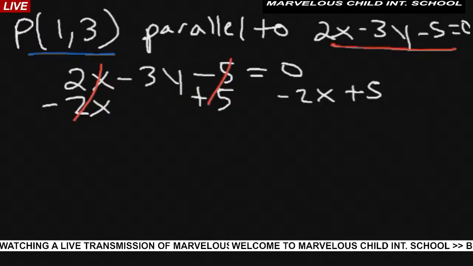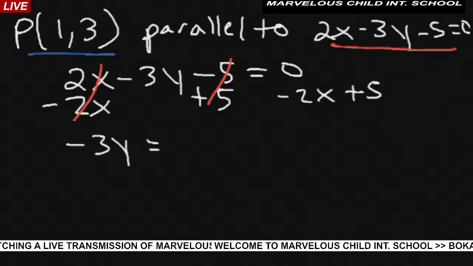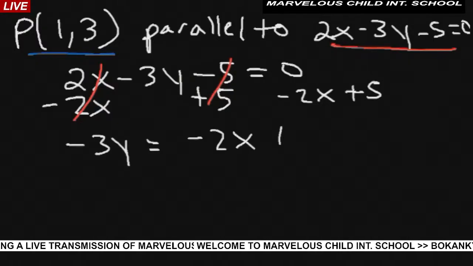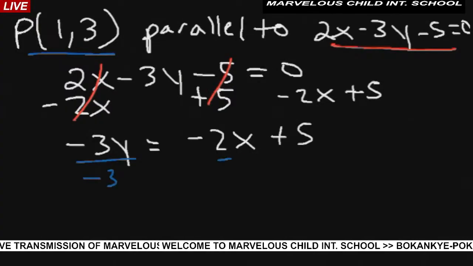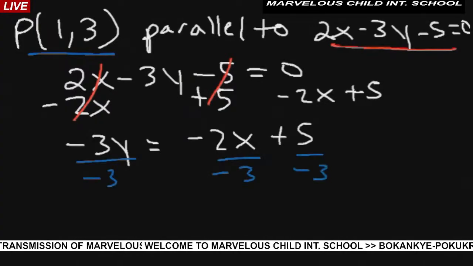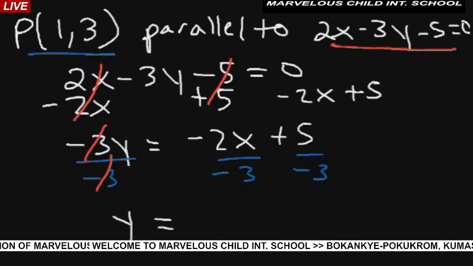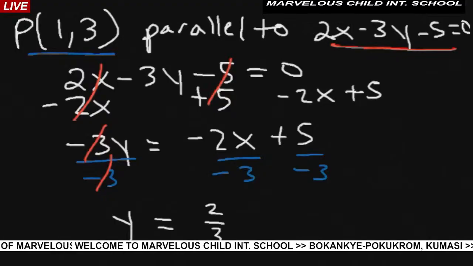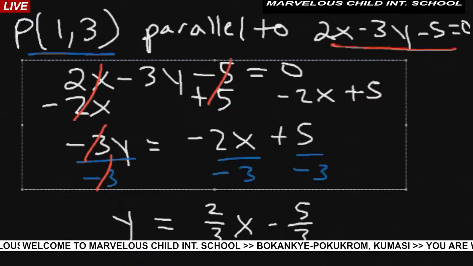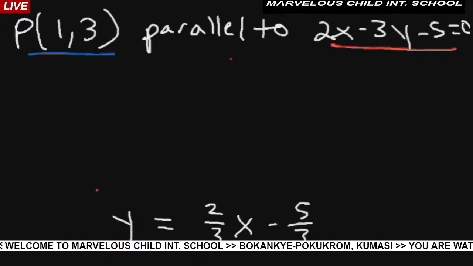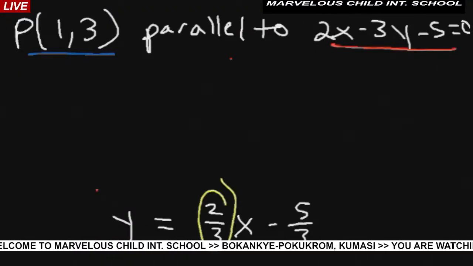So on the left side we're going to have negative 3y, and on the right side it's going to be negative 2x plus 5. So now all we need to do is divide by negative 3 to each term. So the 3's are going to cancel on the left side, so therefore y is positive 2 over 3x minus 5/3. So therefore we could see that the slope, which is the number in front of x, is 2/3.